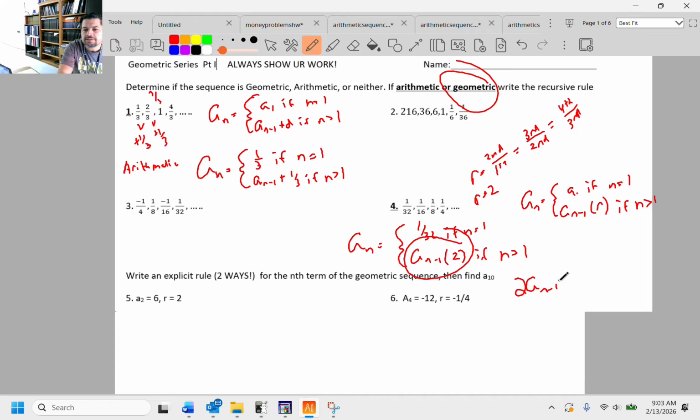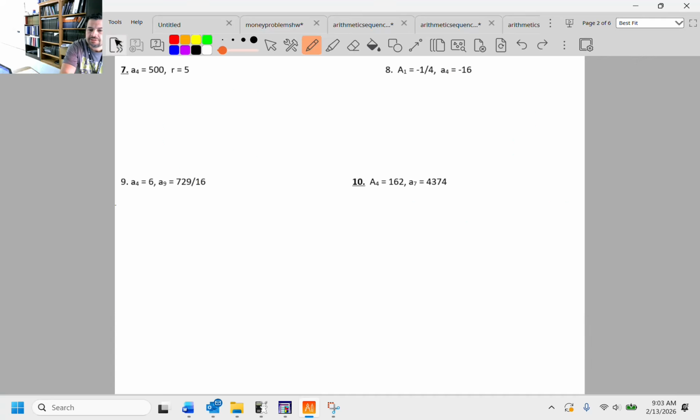All right, moving on to the next set of instructions here. I don't have anything highlighted on 5 or 6, but it says write an explicit rule 2 ways. Hopefully I can remember to do that. For the nth term of the geometric sequence, then find the 10th term. So I have 7 selected, and 7 doesn't really give me a whole lot of stuff. The easiest way to do 7 is probably visually versus 10, which I'm going to do algebraically. But I'm going to do 7 visually.